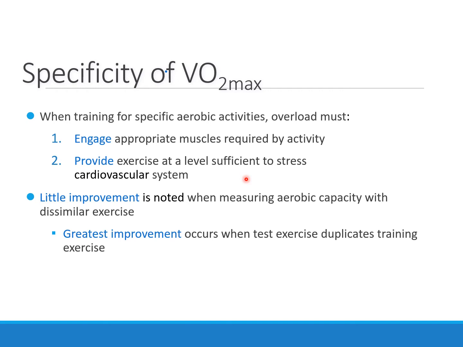So we need to have that little bit of overload, that little bit of stress that allows them to continue to adapt and improve. Little improvement is noted when measuring aerobic capacity with dissimilar exercise. So again, being specific and training for that activity that they want to do is very important. The greatest improvement occurs when the test exercise duplicates training exercise. So again, we're beating a dead horse here, but it is the same thing that we've talked about through these first 5 or 6 slides.